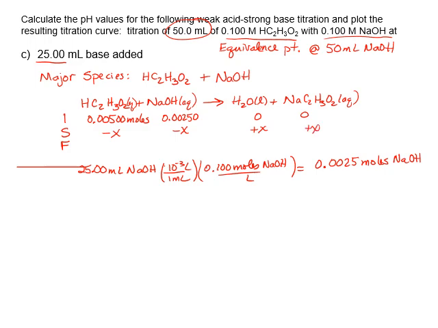Our sodium hydroxide is still limiting. It's the one there in the smaller amount. So that will go down to 0. Our X value therefore must be 0.0025. When we subtract that from the initial moles of acetic acid, we get 0.0025 moles left, and we'll produce 0.0025 moles of the sodium acetate.